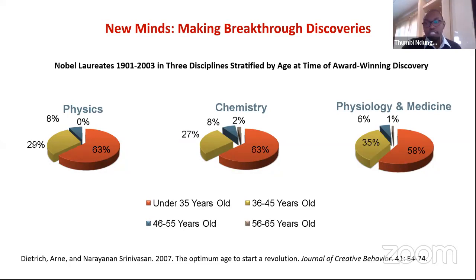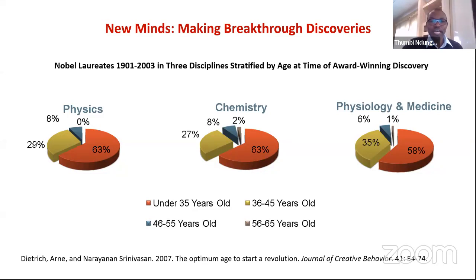below the age of 35 that went on to win Nobel Prizes in different fields of science, in physics, chemistry, and physiology and medicine. And what you see is that most of the people who went on to win a Nobel Prize actually won a Nobel Prize for work that was done when they were under the age of 35. And I can almost bet that most of the people attending this webinar are perhaps in this age group.